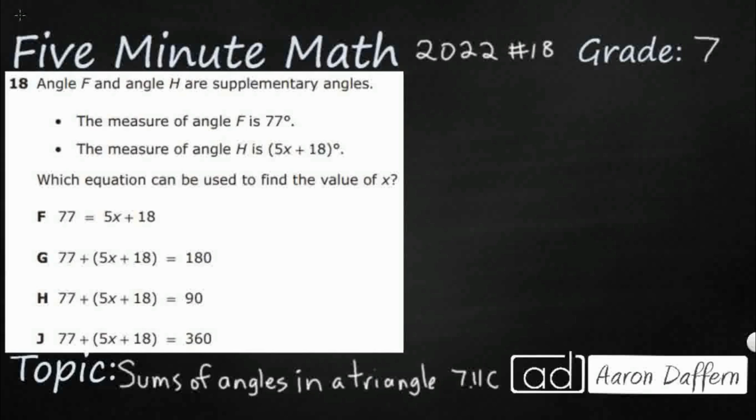So we've got angle F and angle H, supplementary angles, and this is our key word. If we know what this vocabulary word means, this is a simple problem that we can solve in about 10 seconds. If we don't, we're going to have to use a little bit of reasoning. All right, so supplementary angles, and measure angle F is 77, and H is 5x plus 18. So which equation could be used to find the value of x?